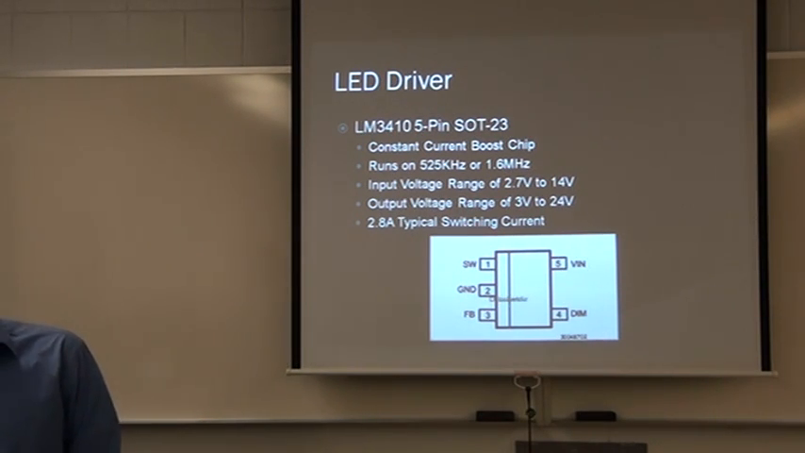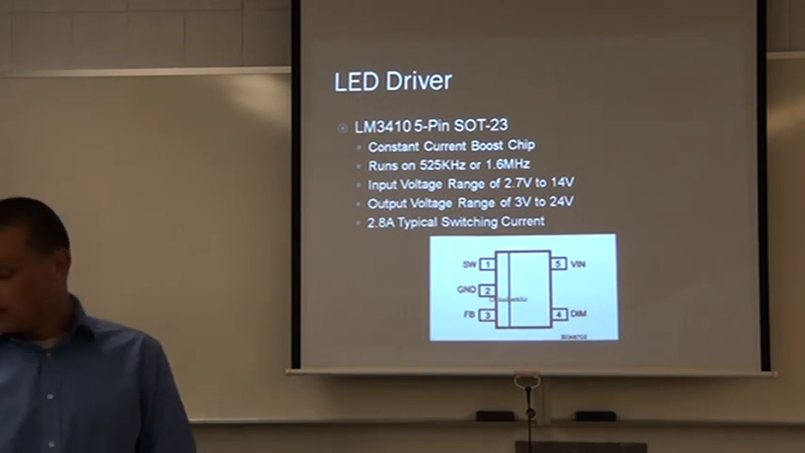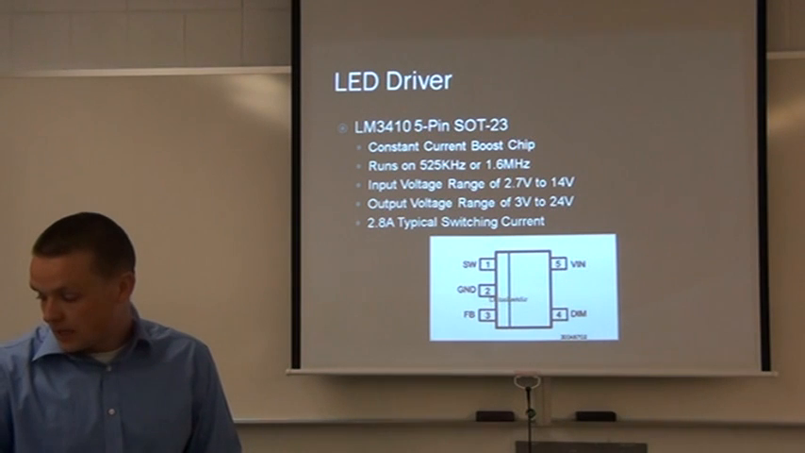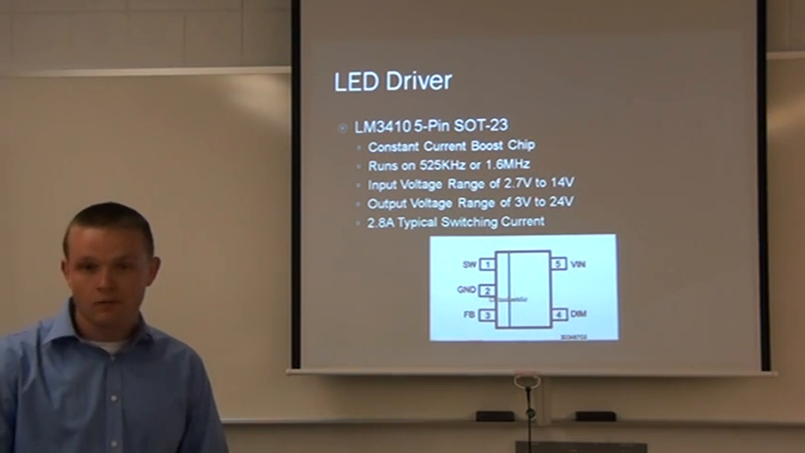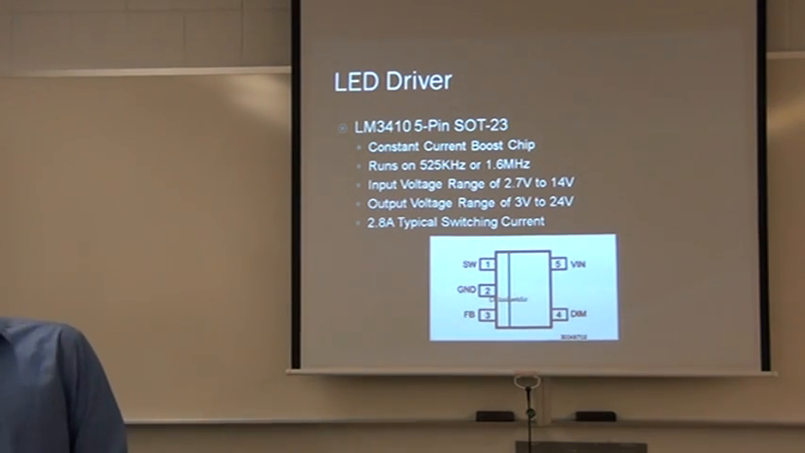Some other features: its input voltage range is 2.7 up to 14, and the output range is 3 to 24. It has a switching current of 2.8 amps typical. It can be quite efficient according to the data sheet. You can actually get up to 88% efficiencies. And it has an external shutdown included and an ultra low standby current of 80 nanoamps if you would like to do that. And you can control this chip with pulse width modulation.